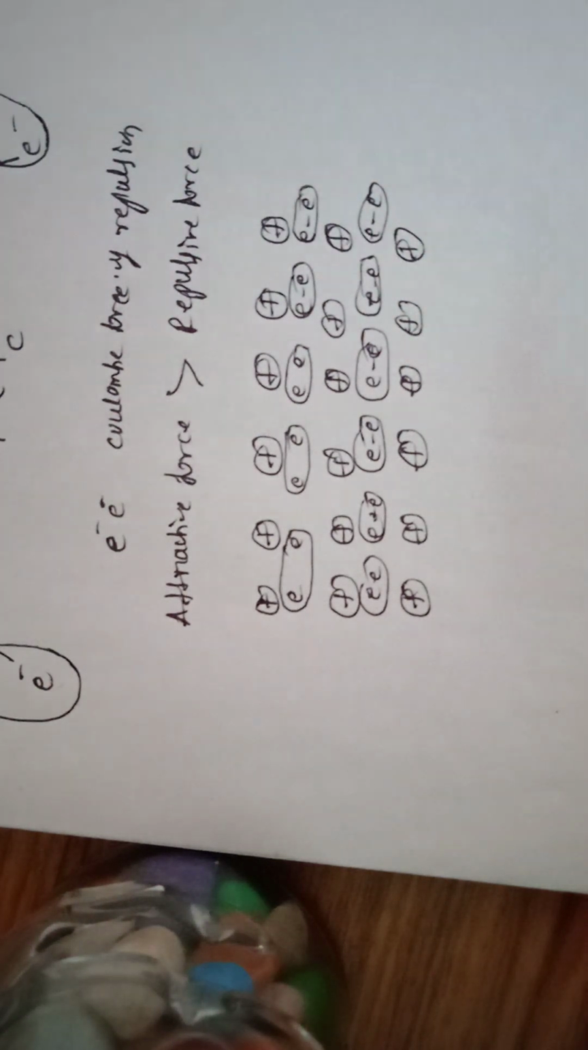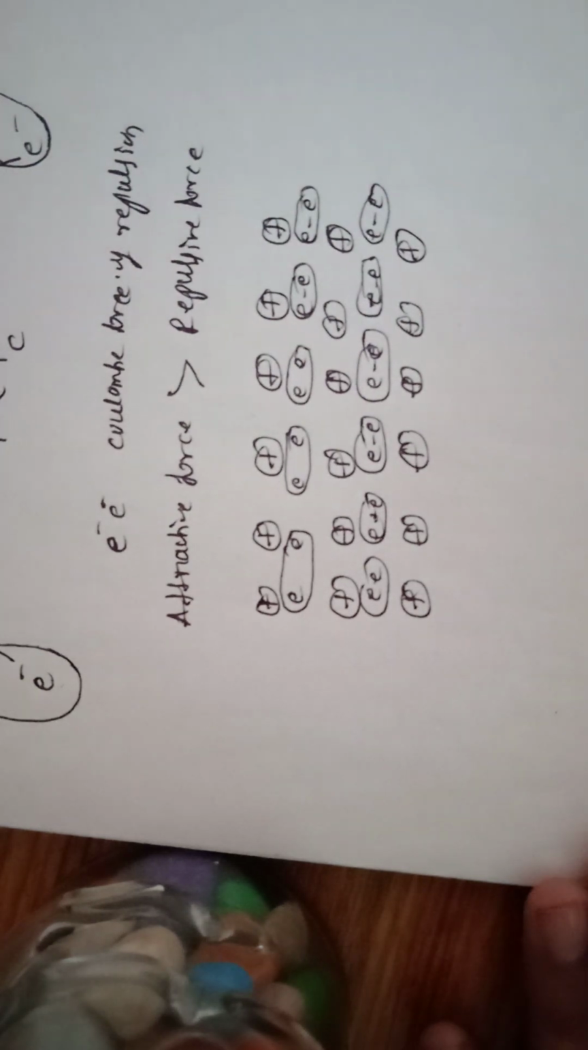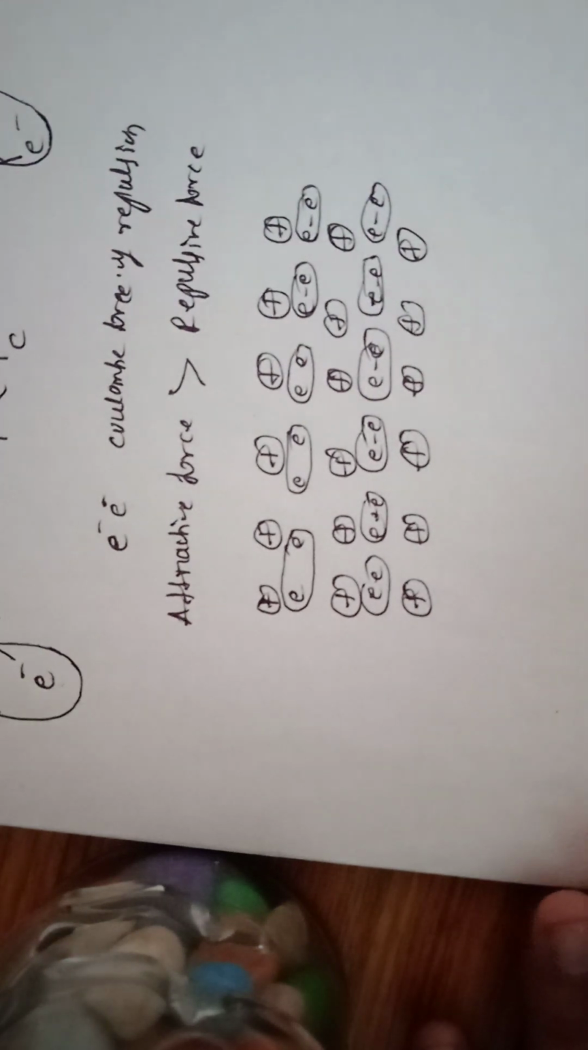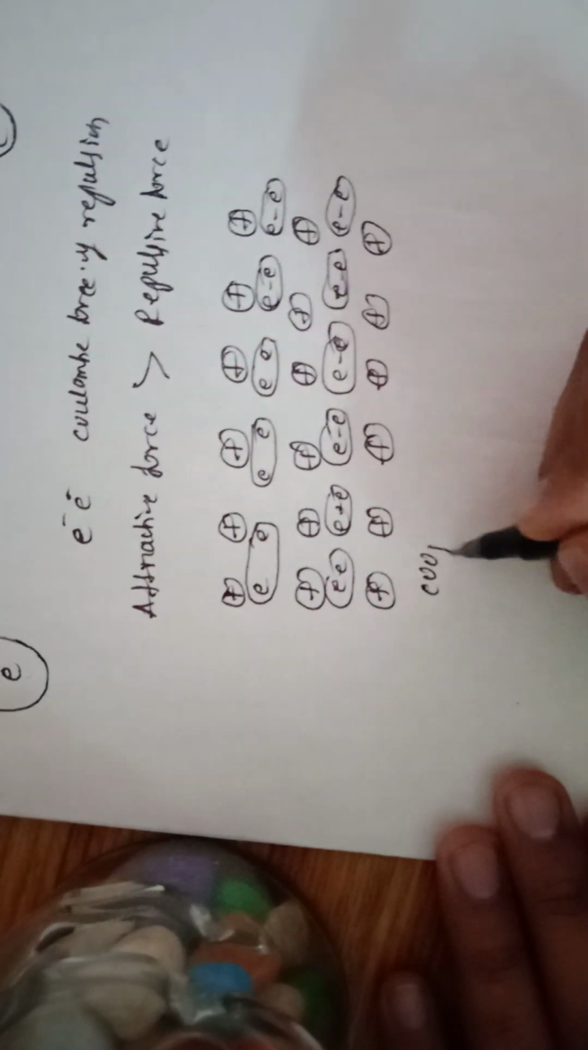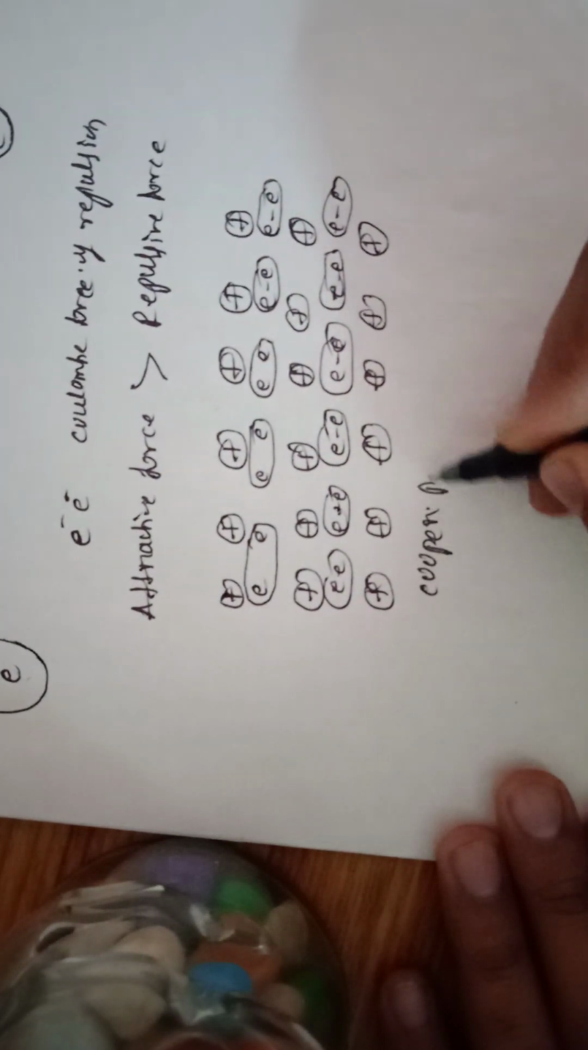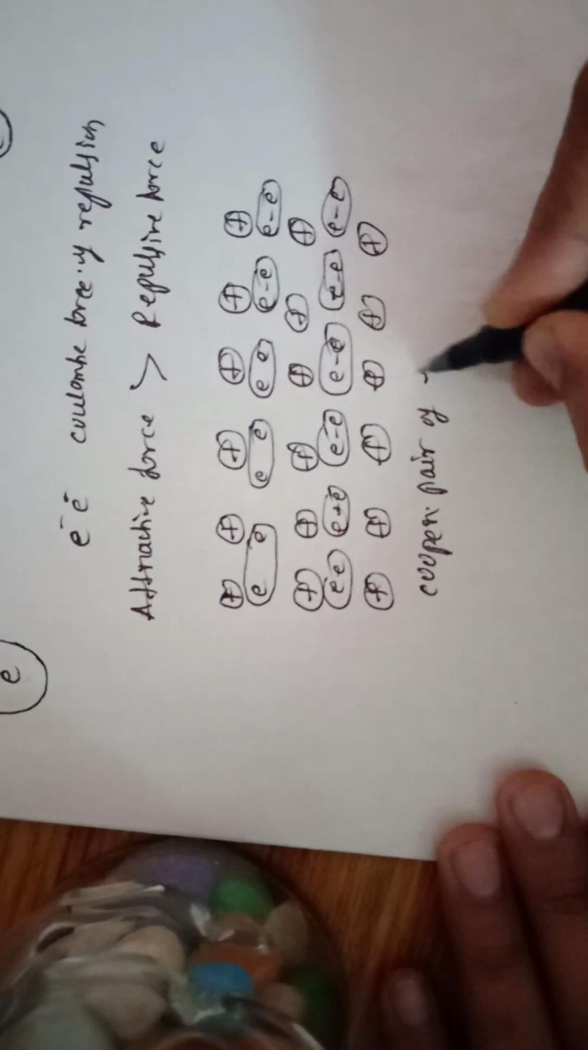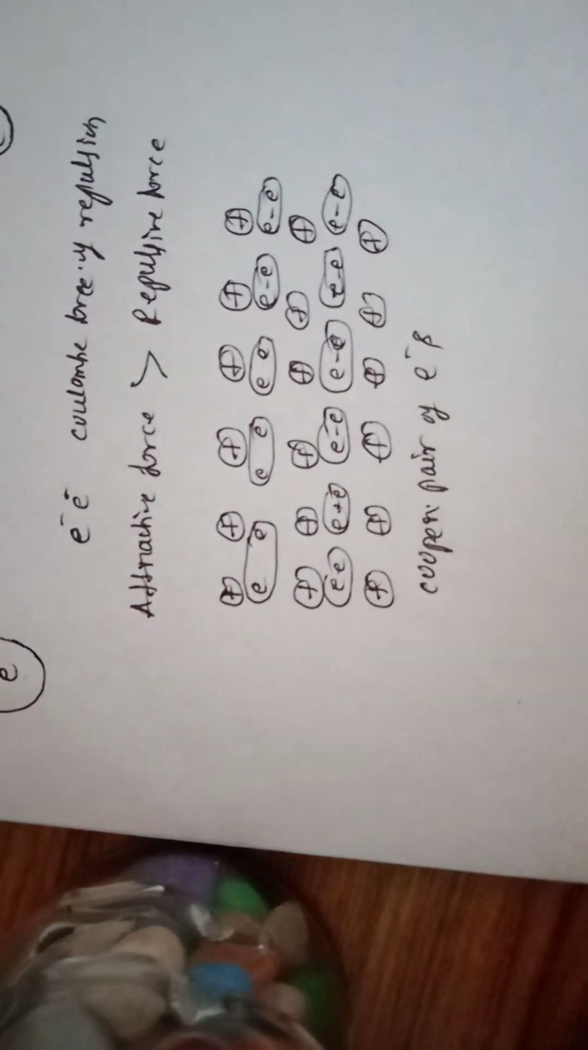This is the wonderful mechanism, or the theory proposed by BCS, that is Bardeen, Cooper and Schrieffer. So this pair of electrons is called a Cooper pair, a Cooper pair of electrons.